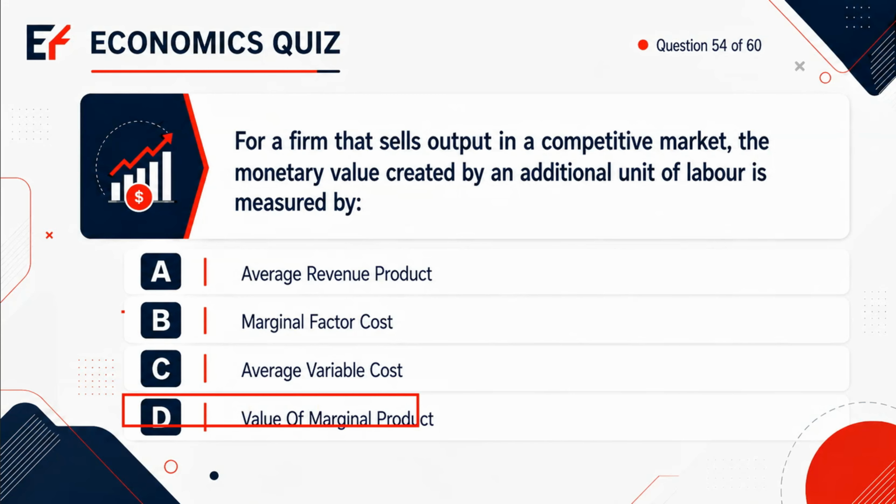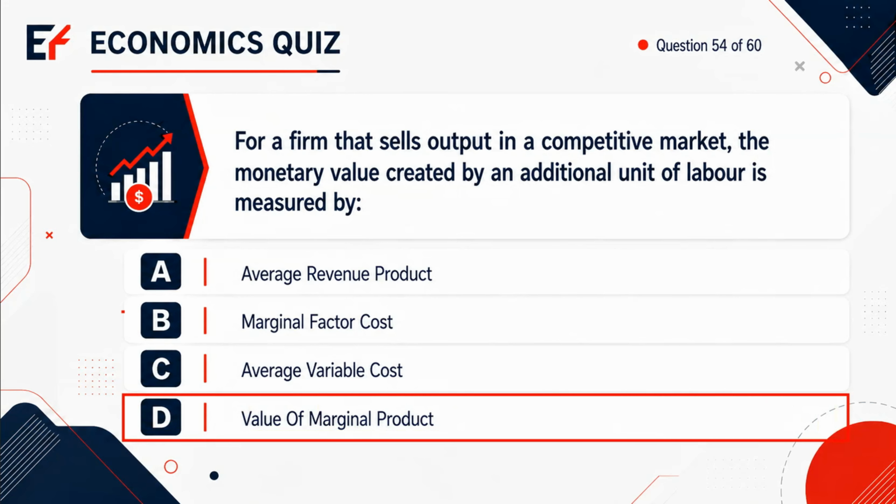Let's identify the labor measure. Value of marginal product measures the additional revenue created when the firm employs one more unit of labor. In a competitive output market, it is calculated by multiplying the worker's marginal product by the market price of the output. Therefore, it shows the monetary value of the extra output produced by that additional worker.